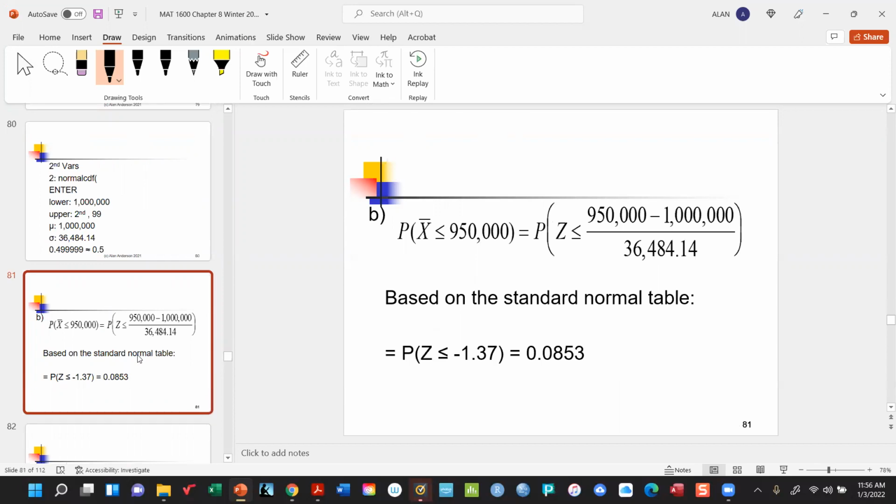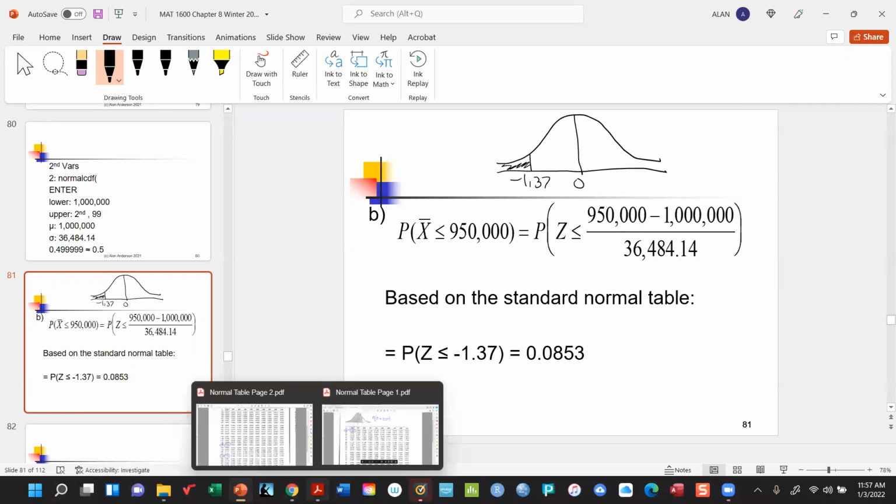All right, so again, we subtract the mean of $1 million divided by the standard error, and that works out to z being less than or equal to negative 1.37. And of course, we can look that up directly on the table. You don't have to do anything else. And since it's way down here in the left tail, it's going to be a very small number. So it's already been done for you, but let's take a look at the negative table.